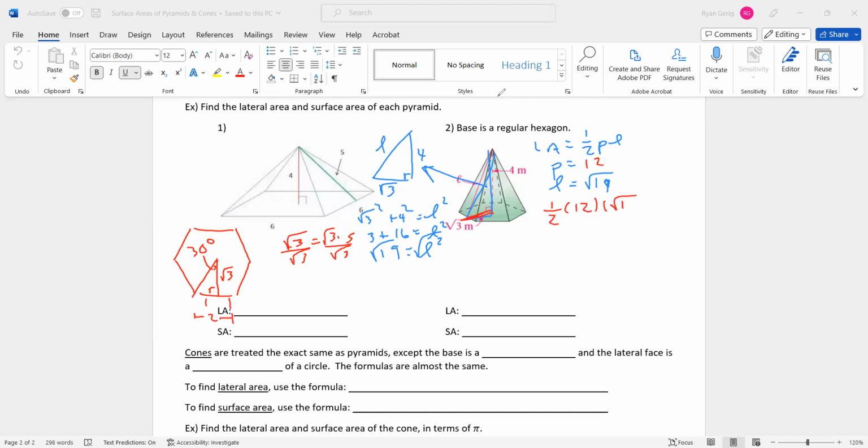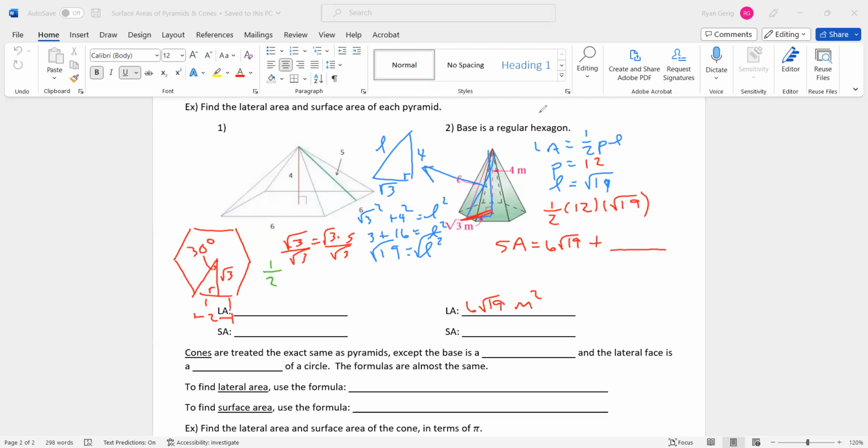And the slant height is square root of 19, sorry. Half of 12 is 6 radical 19. And that is my lateral area, meters squared. Now I've got to find the area of the actual regular hexagon. So I've got 6 radical 19 as my lateral area plus the base. Well, I've almost done the base. You didn't know it, but I almost have.